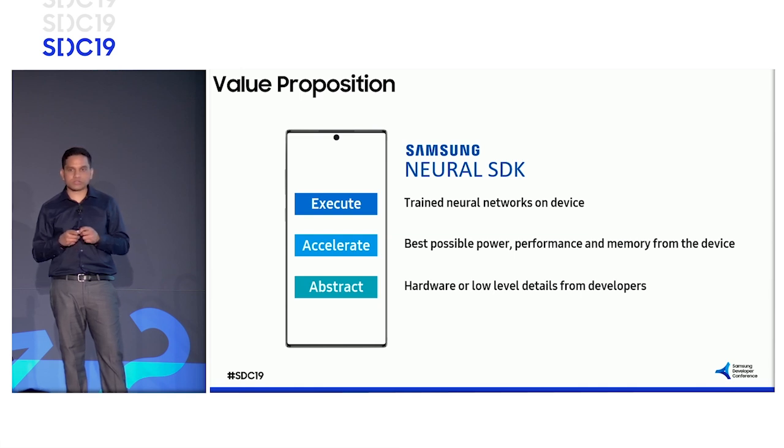So developers are also seeing that the performance that they achieve on mobile devices is not up to the mark, is not up to what they get on a cloud or a server PCs. So that's where optimizing these neural networks becomes really important.